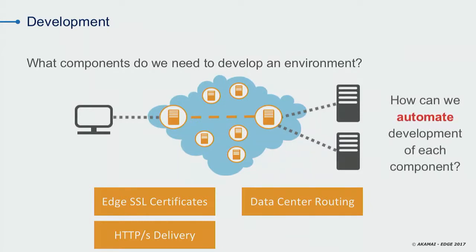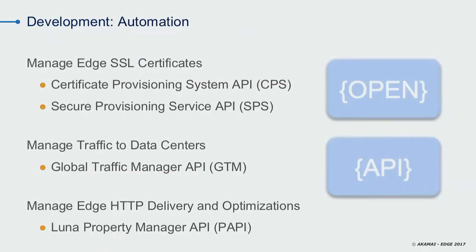So most importantly, how can we automate any one of these components? And that's with APIs. We have APIs for each one of these, what we would say are critical components in setting up an environment. So for setting up SSL certs, we have two different options, certificate provisioning system API and then secure provisioning service API. I'll talk about some of the difference between the two. For managing traffic to your data centers, you have the traffic manager API. And then for the actual edge configuration and submitting whatever you need to set up an environment, you can use the property manager API.